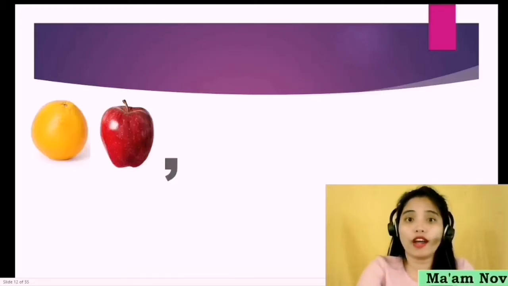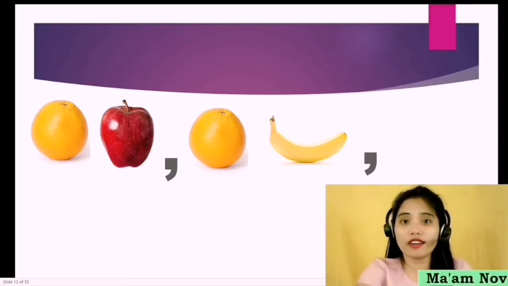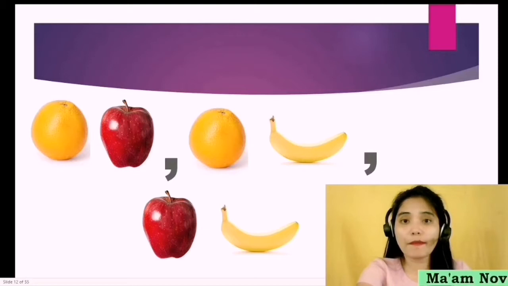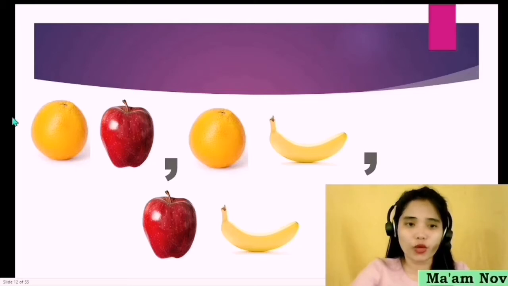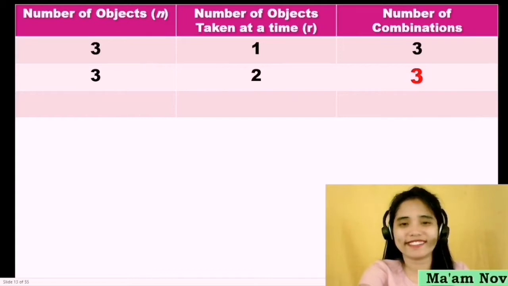Pwede tayong kumuha ng orange and apple. Pwede rin tayong kumuha ng orange at banana. Pwede rin apple and banana. So, ilang selections ang pwede? We have 1, 2, and 3. So, we have 3 selections or 3 combinations.